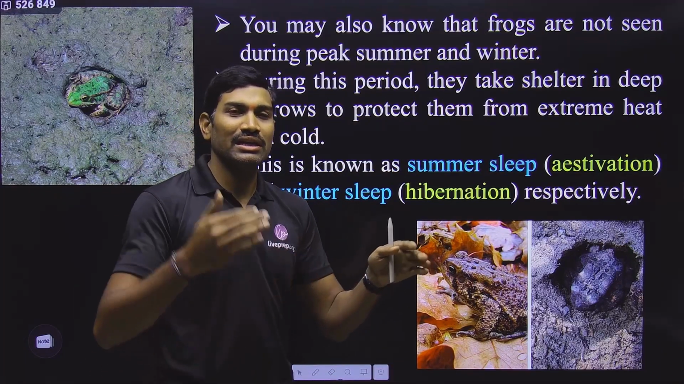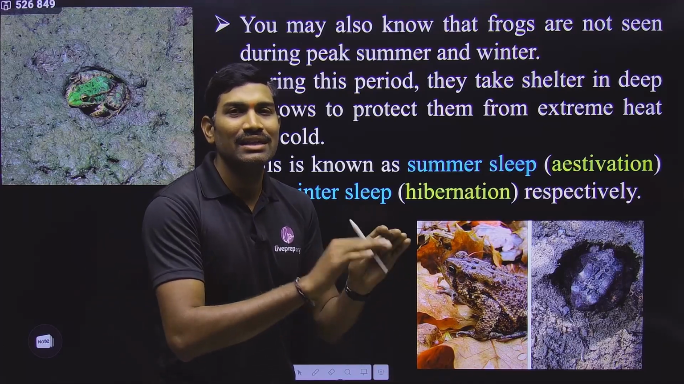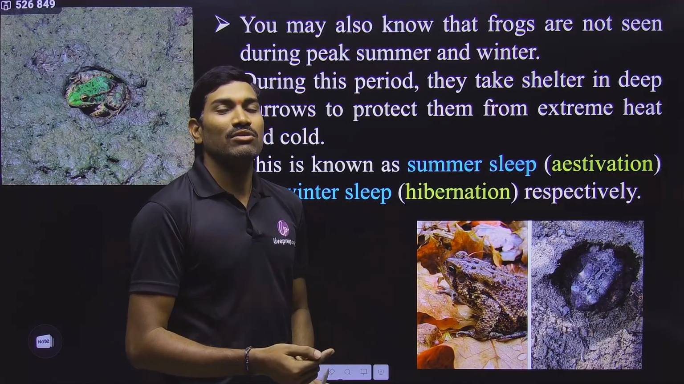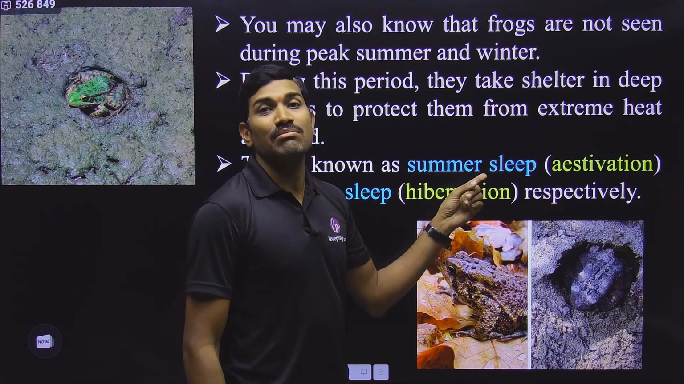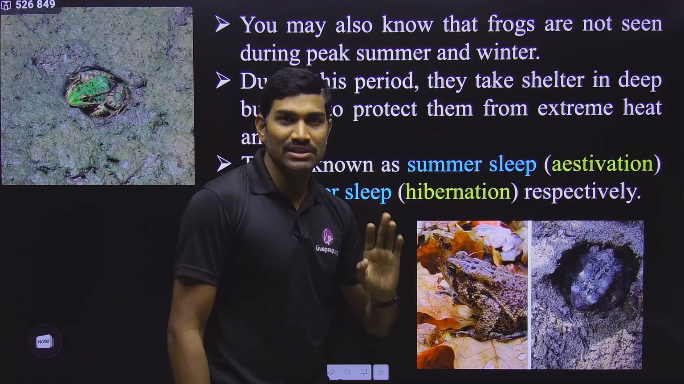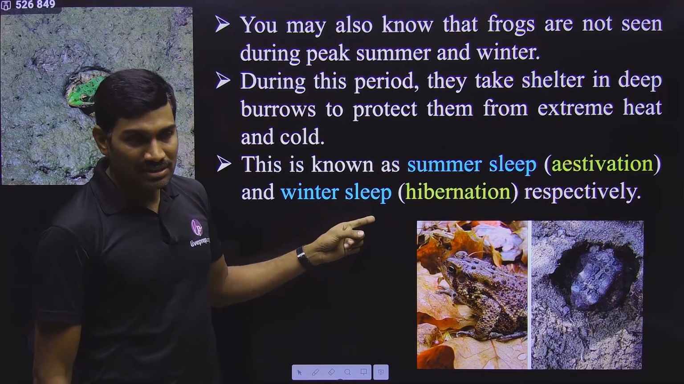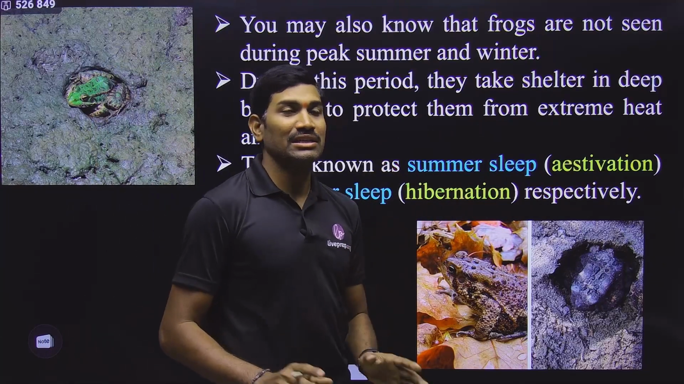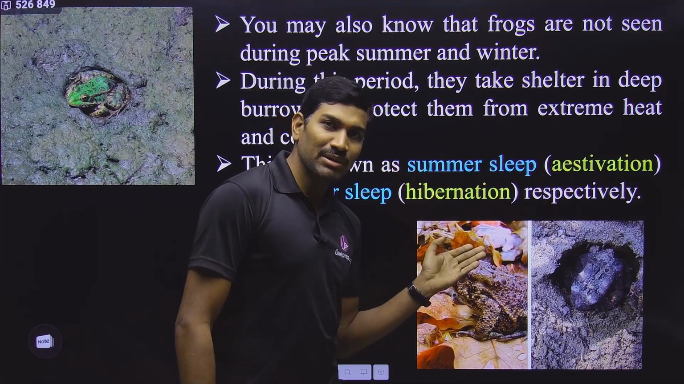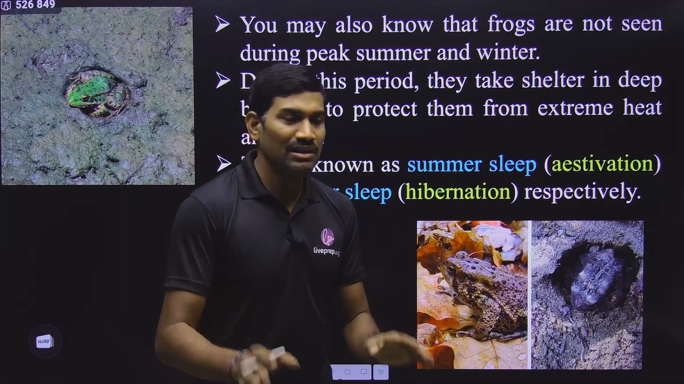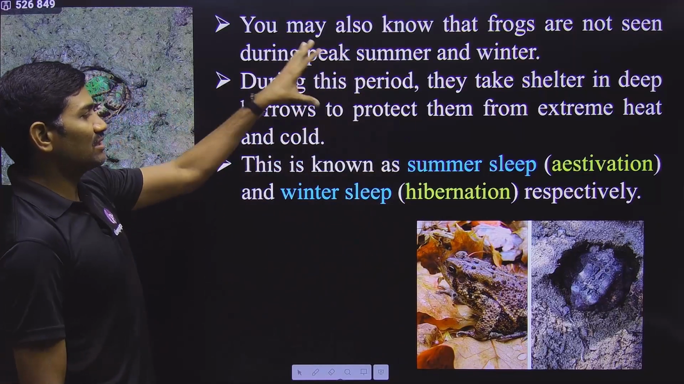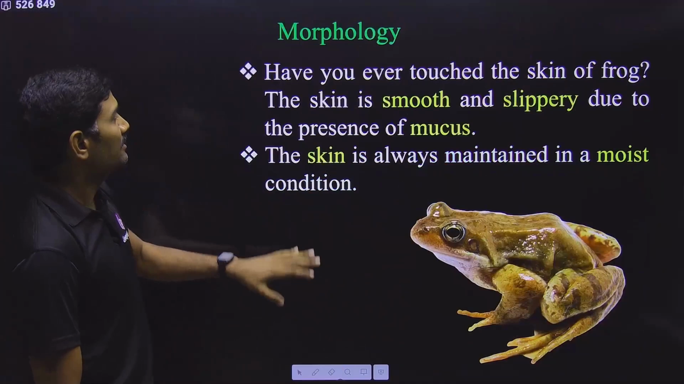So they are burrowing and going deep inside the soil, and there they stay and undergo some sleeps. What are these sleeps called? One is called summer sleep, also called estivation, and the other is called winter sleep, also called hibernation. And why does it undergo estivation and hibernation? It is to avoid the extreme temperatures. Clear? So this is the logical information related to this content.